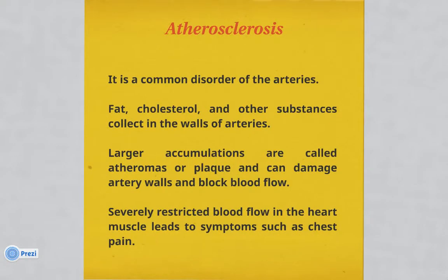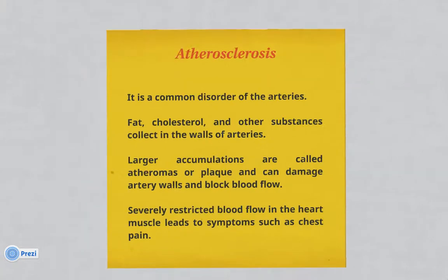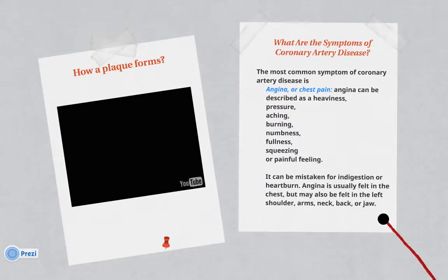It is a common disorder of the arteries. Fat, cholesterol, and other substances collect in the walls of the artery, as we watched in the last video. Larger accumulations are called atheromas or plaque and can damage artery walls and block blood flow. Severely restricted blood flow in the heart muscle leads to symptoms such as chest pain, and it can develop a coronary disease.